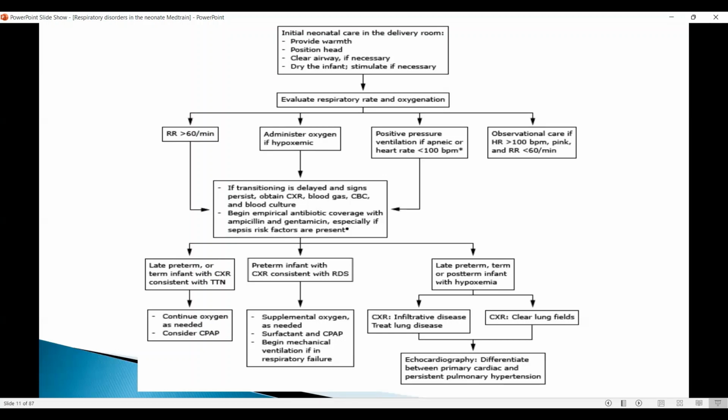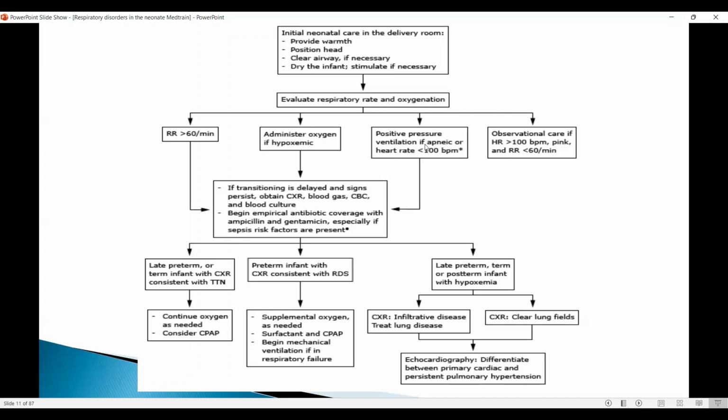If the chest X-ray has clear lung fields, you need to do echocardiography to differentiate between primary cardiac disease and persistent pulmonary hypertension. This is a very important step because if you don't recognize this and you ventilate the baby assuming there is underlying lung disease, or you give surfactant, you may end up worsening the clinical situation.